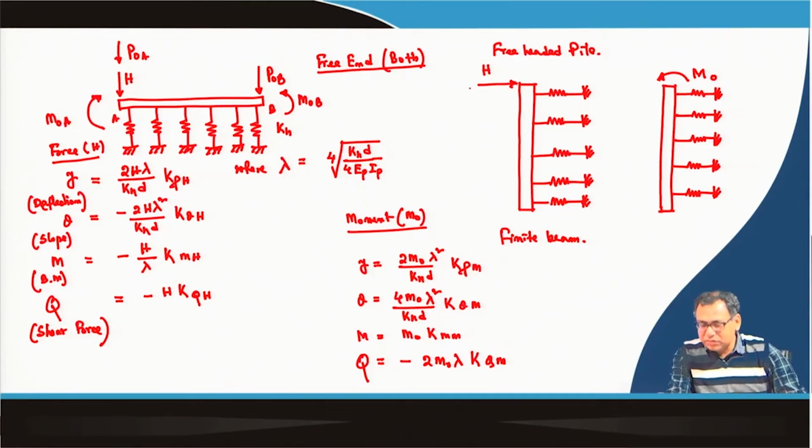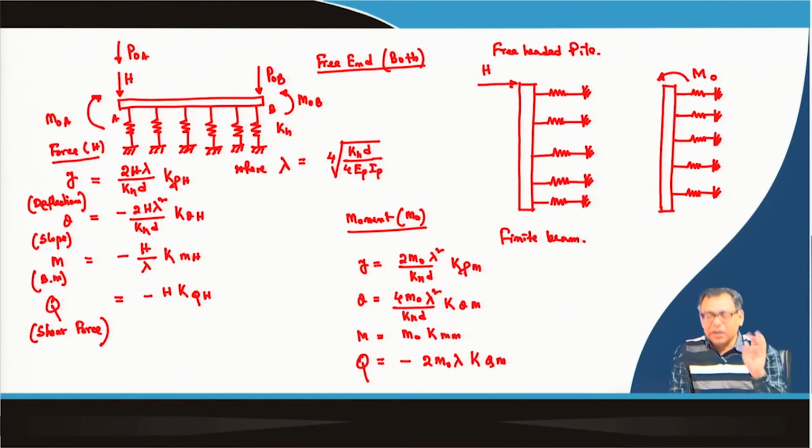Now, because of this fixed head, both the slopes will be equal, and then only the net slope will be 0. Okay. So, in such a way we have to calculate what will be the moment that will be induced due to the fixity of the pile.